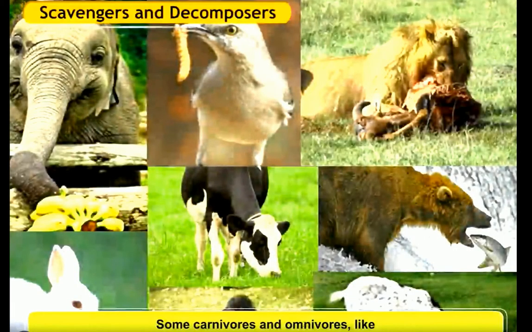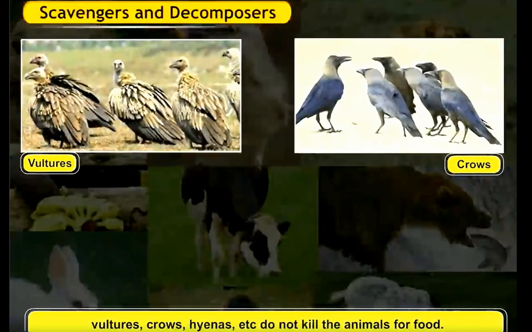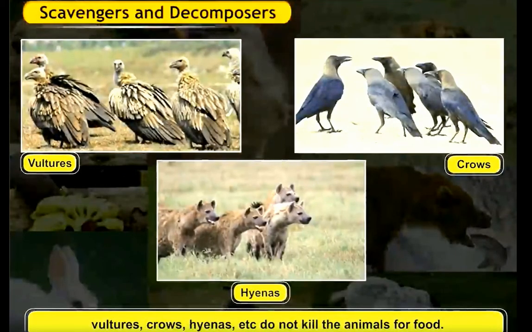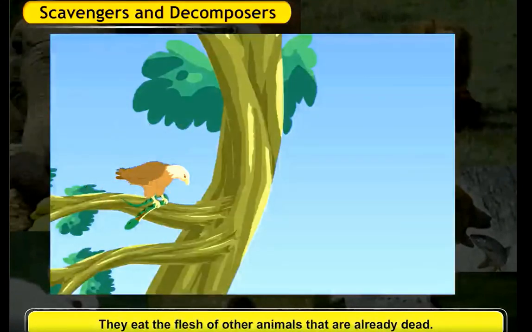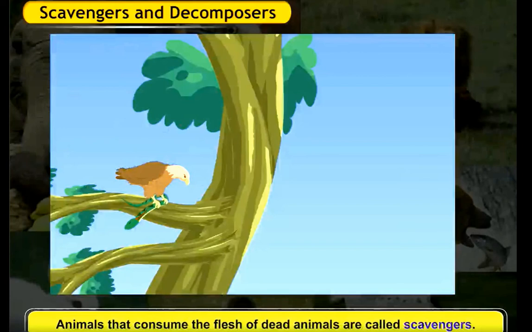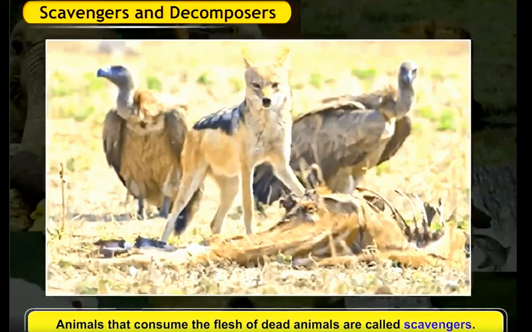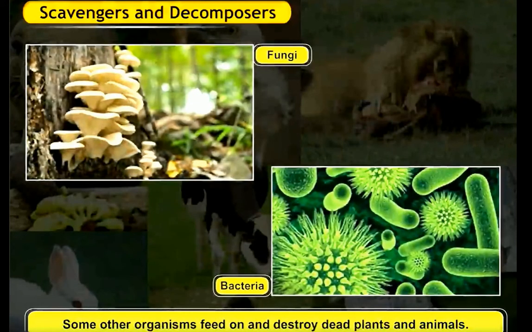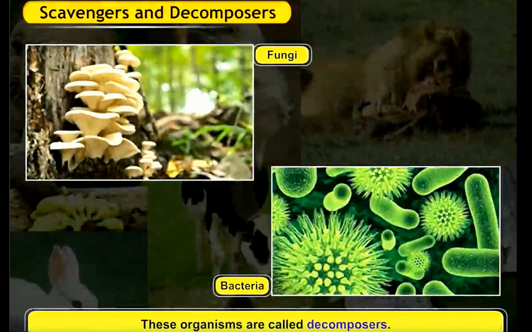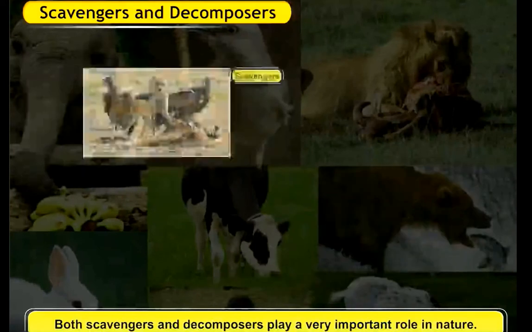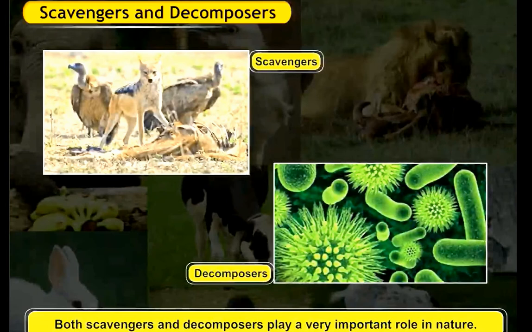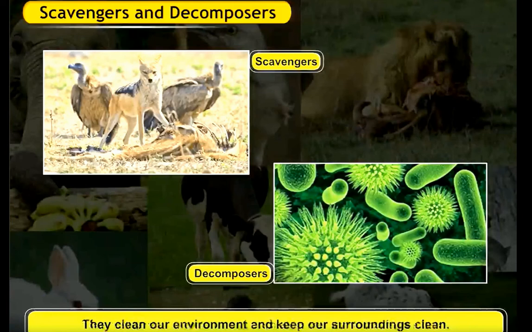Scavengers and decomposers. Some carnivores and omnivores like vultures, crows, hyenas, etc. do not kill the animals for food. They eat the flesh of other animals that are already dead. Animals that consume the flesh of dead animals are called scavengers. Some other organisms feed on and destroy dead plants and animals. These organisms are called decomposers. Fungi and bacteria are examples of decomposers. Both scavengers and decomposers play a very important role in nature. They clean our environment and keep our surroundings clean.